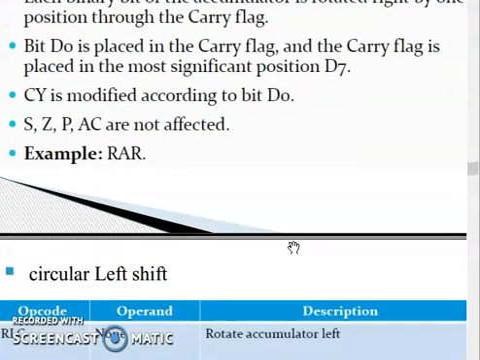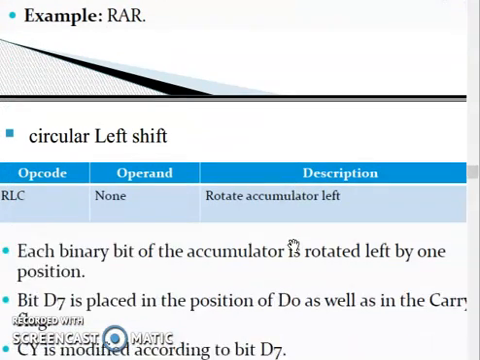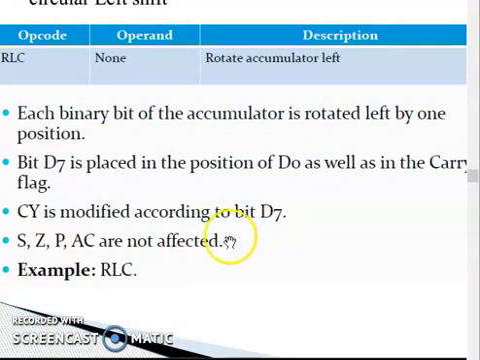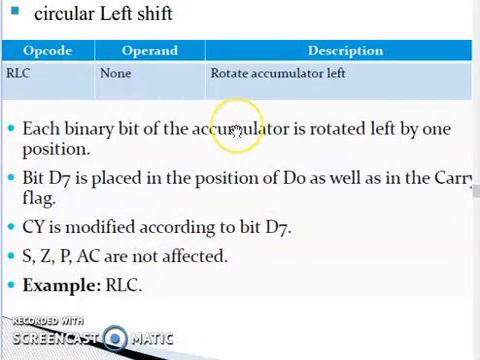Next is a circular shift, left shift, or RLC. The instruction is RLC, and here the content of the accumulator is shifted towards left, right? Each binary bit of the accumulator is rotated to left by 1 position.